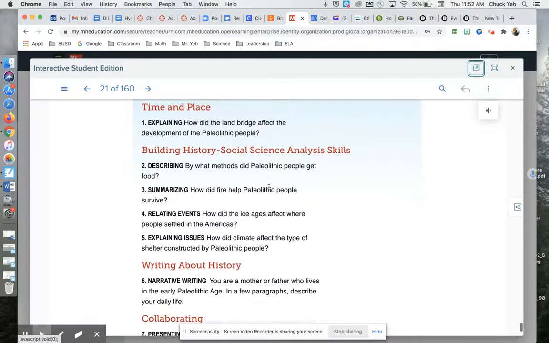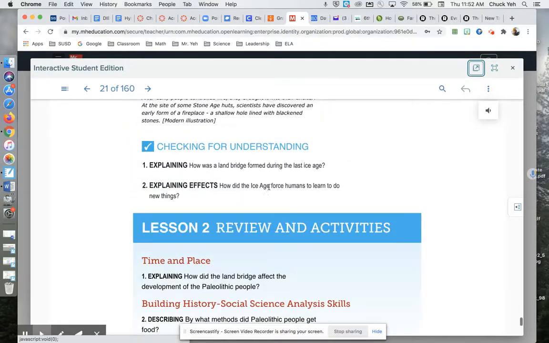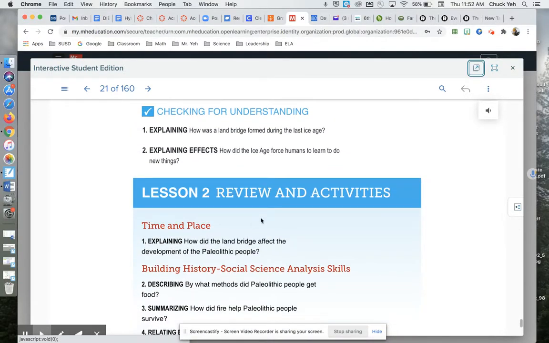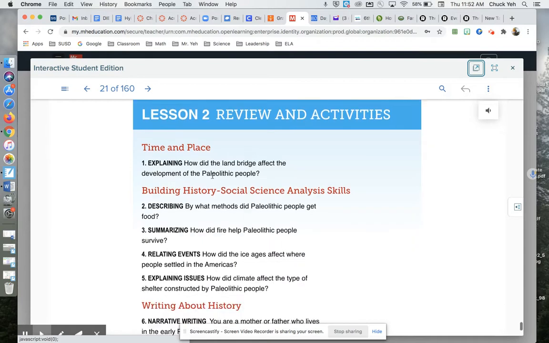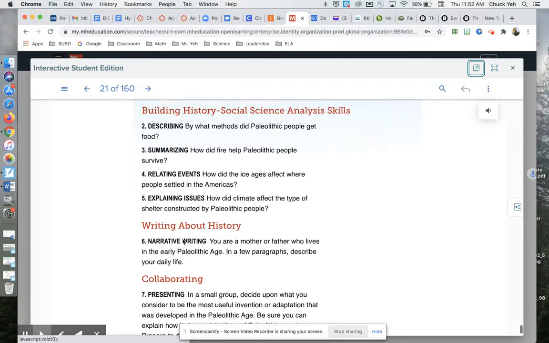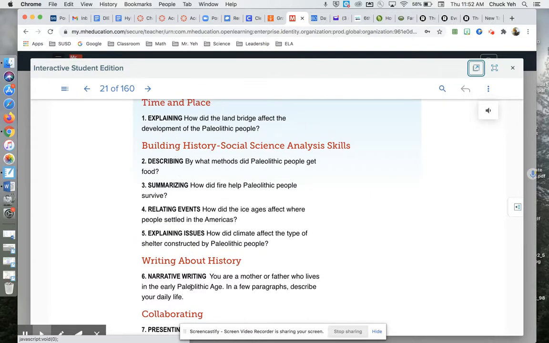Now we read this already. We should have read this already. And here's a lesson 2 review and activities. You're gonna do number 1, number 2, number 3, and then number 6. Again, 1, 2, 3, and 6. And then you need to show evidence. So where did you find the answer? So you can write that the text stated or the text states. Okay, so I just want to know that you're not making up these answers. So put this in your notebook or put it on a piece of paper and then submit it.